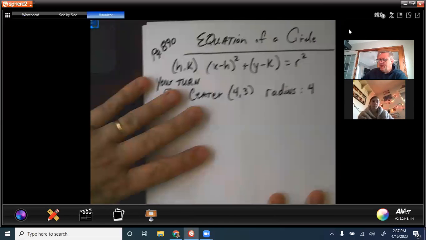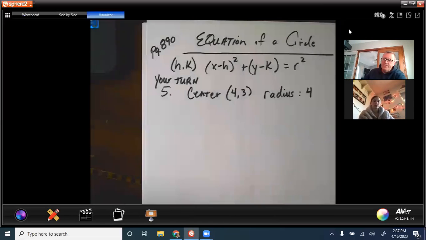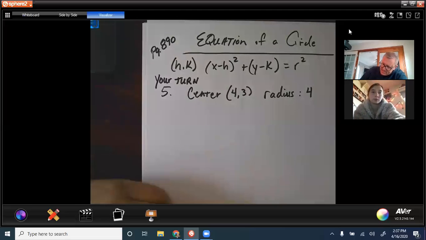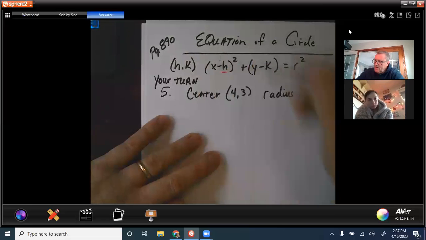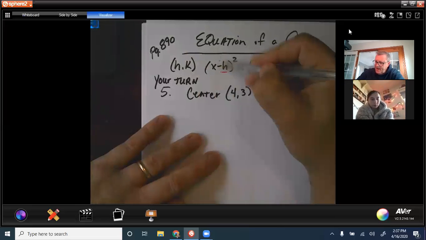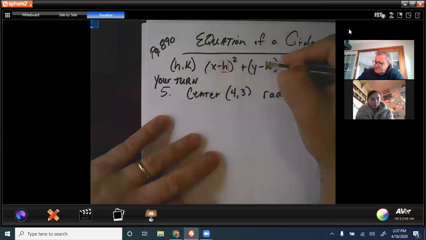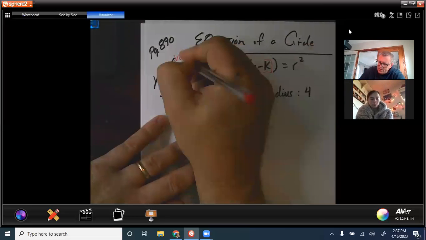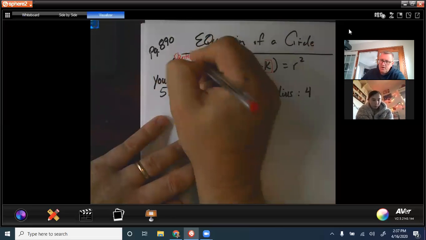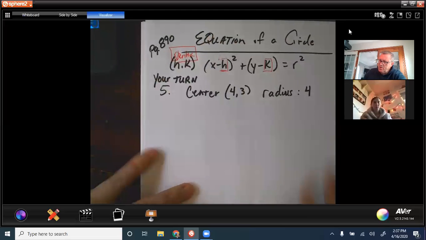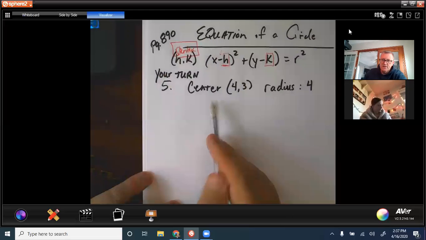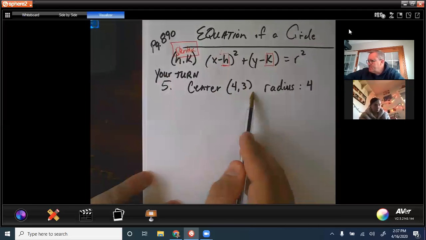Here's the equation of a circle. It's not found on page 890. It's kind of different. If you guys remember the distance formula, how we have the opposite sign here, this is actually a positive h, and this is a positive k. And (h, k) is the center of the circle. And then r, of course, is the radius. The first example says the center is at (4, 3), and the radius is 4.